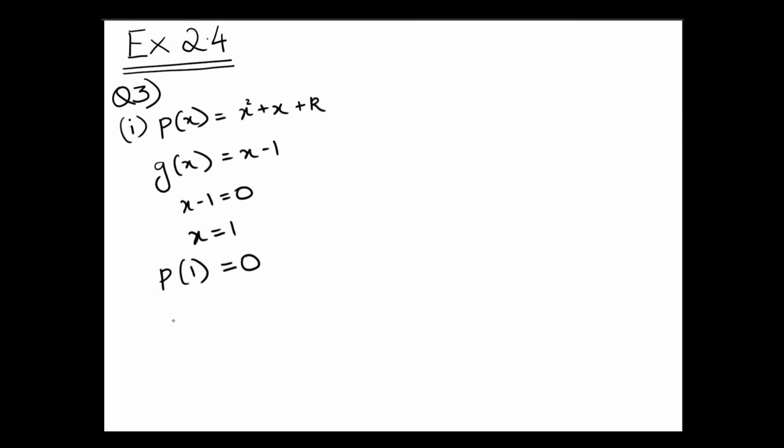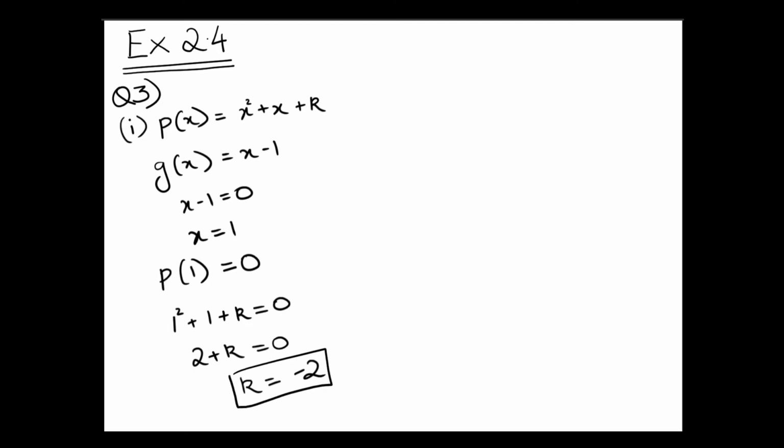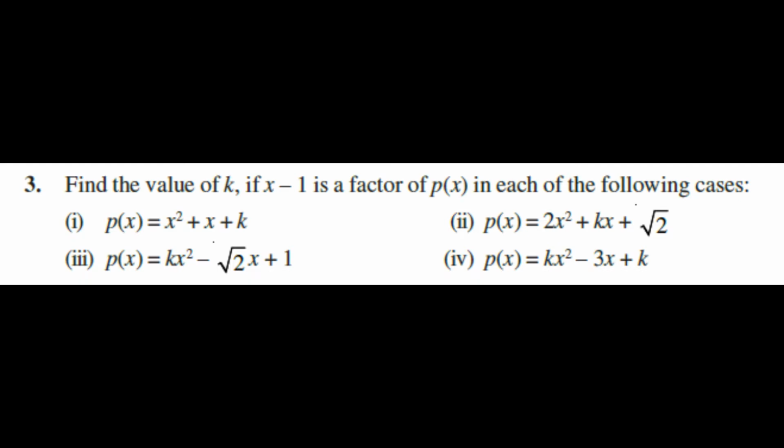So if I try and calculate p of 1, I get 1 square plus 1 plus k is equal to 0, giving me 2 plus k is equal to 0, or k is equal to minus 2. And that's the value of k for the first part.